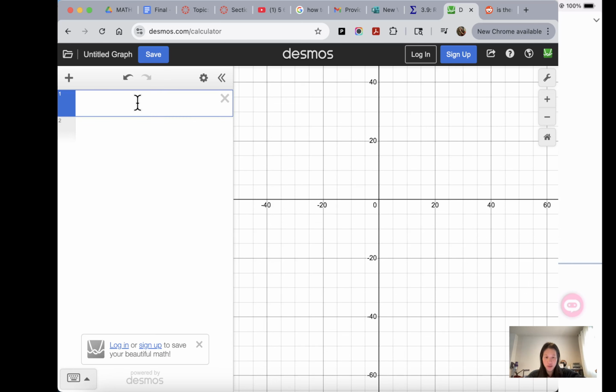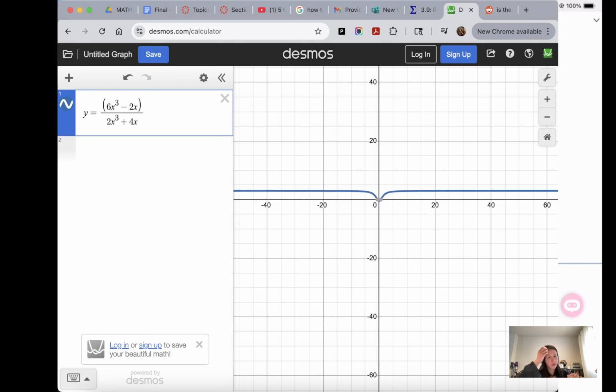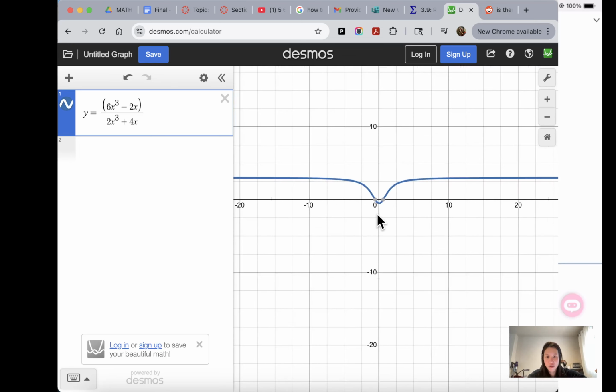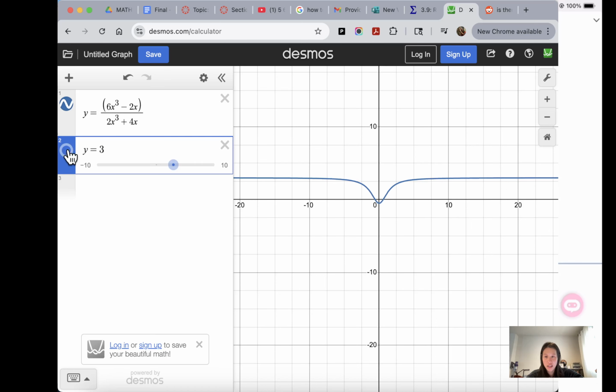So we have y equals 6x cubed minus 2x divided by 2x cubed plus 4x. Oh, did I do it right? Yes. So let's zoom out. And we found that the leading term is y equals 3. So I'm going to use a different window, since the asymptote doesn't exist at that point. Look, the graph is approaching 3.